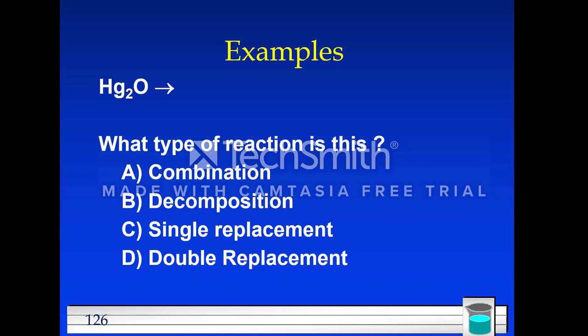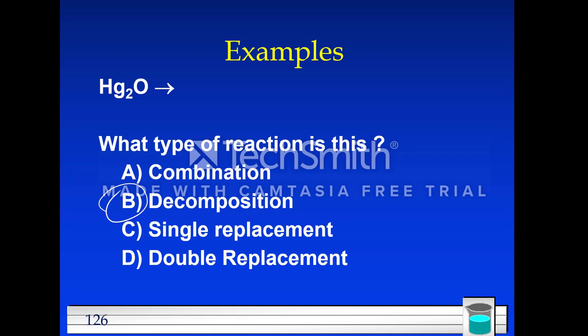What kind is this? Well, I've got just one compound. How can one compound change? By not being one compound anymore, by being the separate elements that make it up. So this has got to be decomposition. It's got to fall apart.